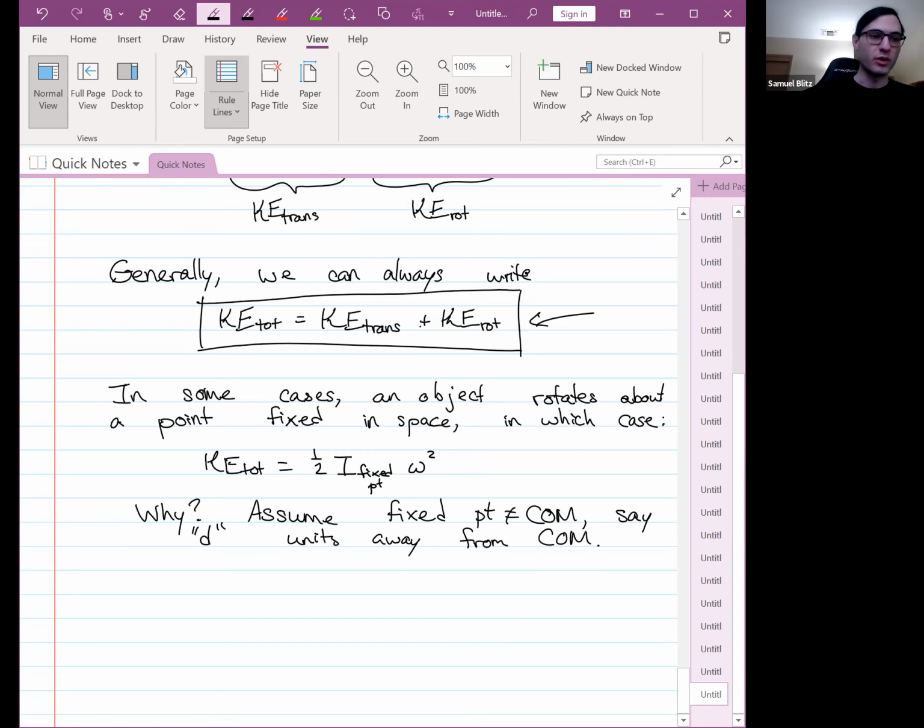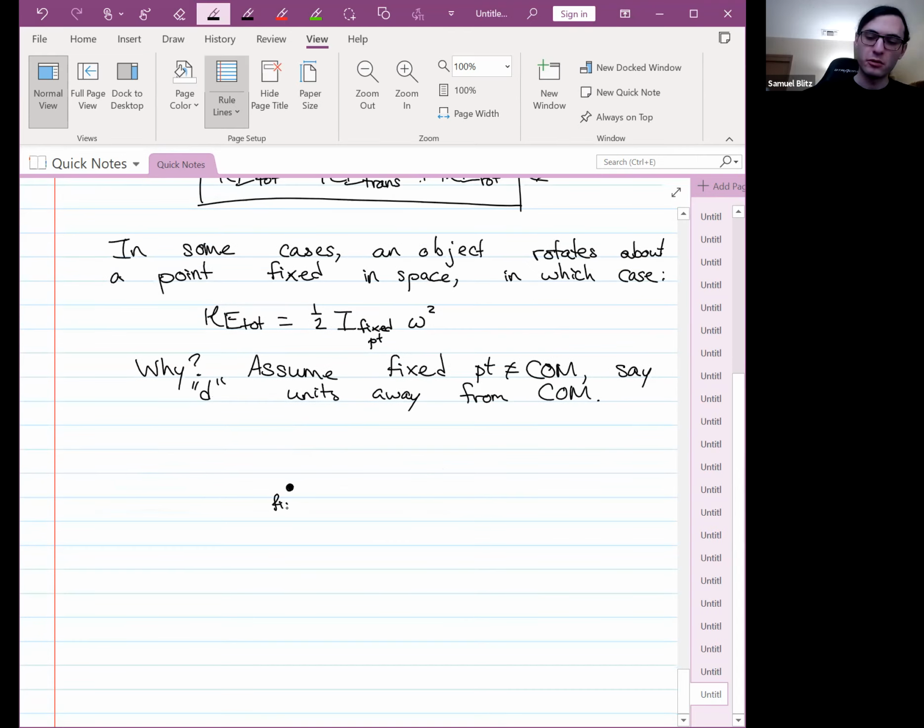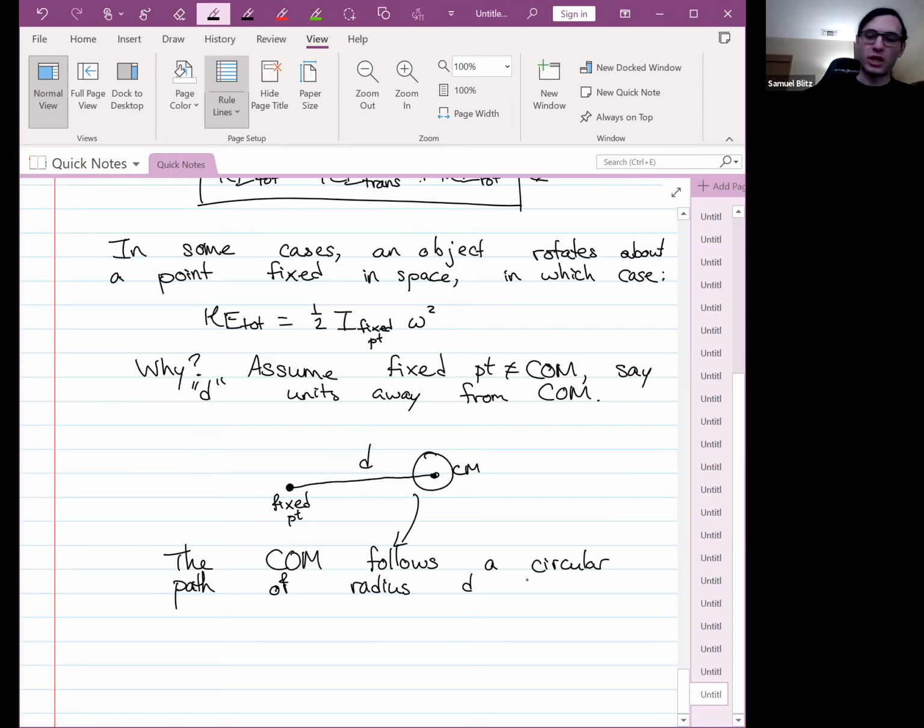So the picture is you have a fixed point, and you have your object with, say, the center of mass here. And the object, maybe it's attached to a string, maybe whatever, but it rotates this way. So the center of mass follows a circular path, a circular path of radius d around the fixed point, right? That's just what it means for an object to rotate about a fixed point.